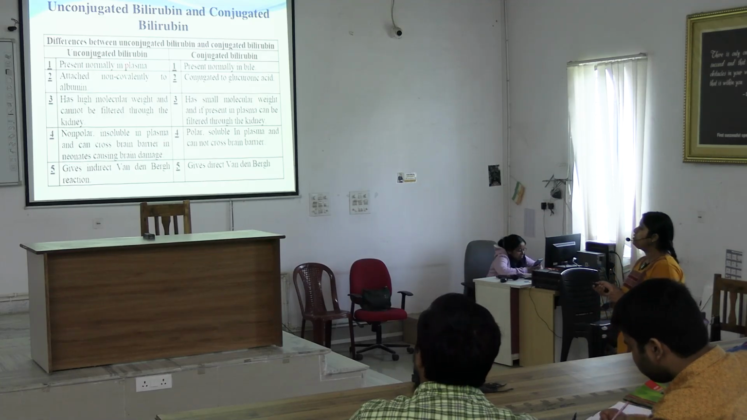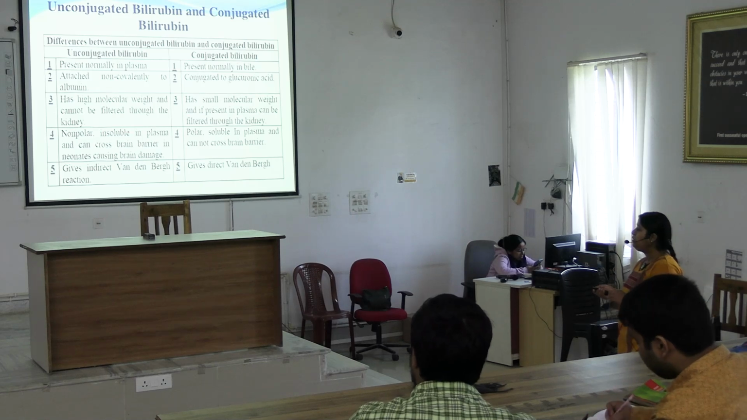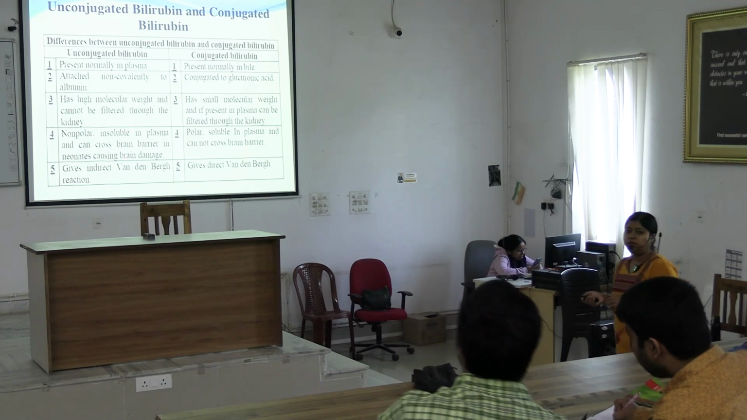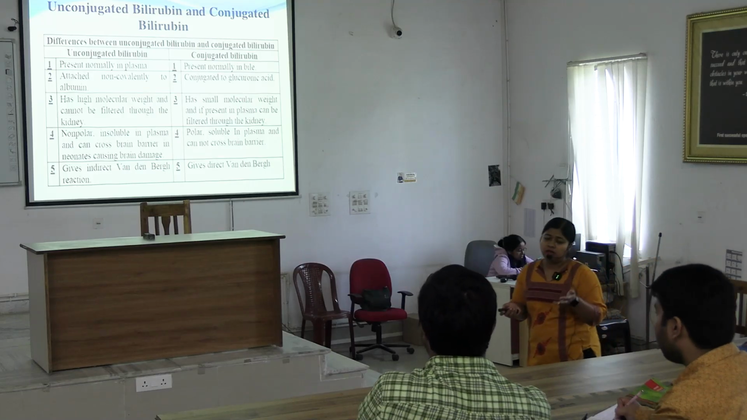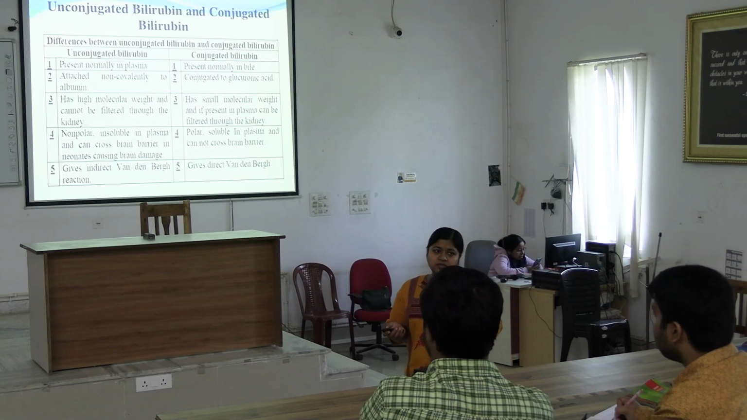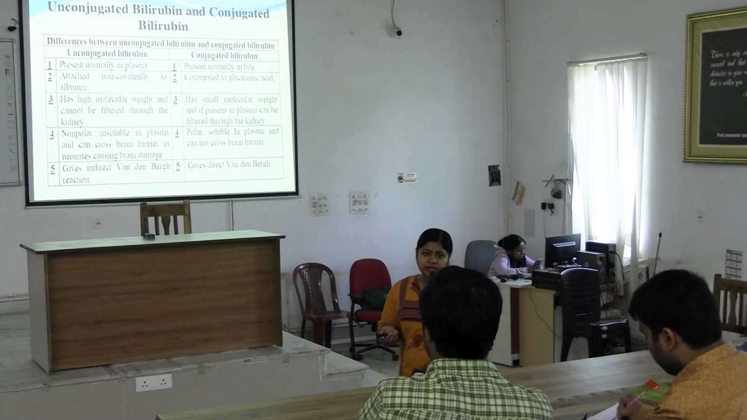Now, unconjugated bilirubin is non-polar, insoluble in plasma and it can cross the blood-brain barrier. Why? How can it cross the blood-brain barrier? Because it is fat soluble. Cell membranes are nothing but lipids, right?